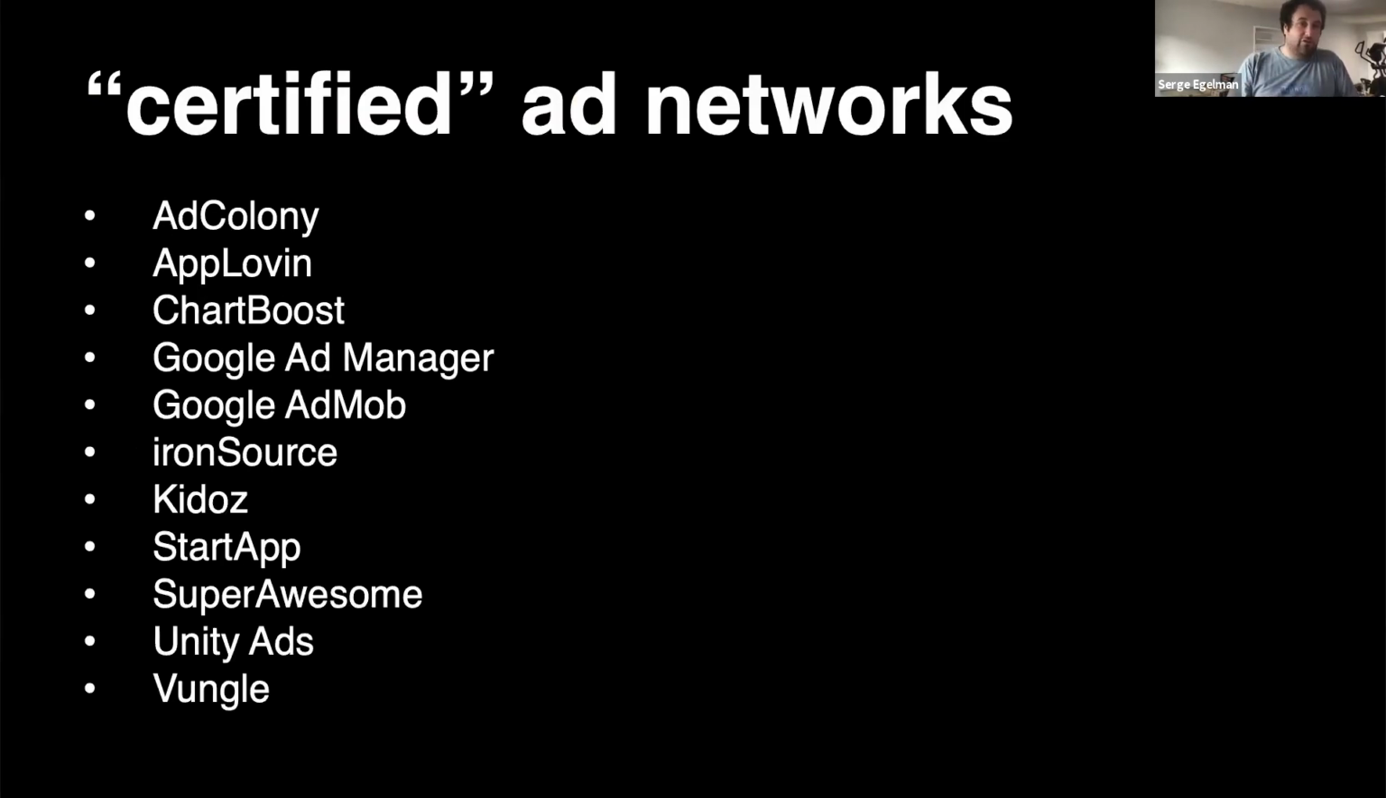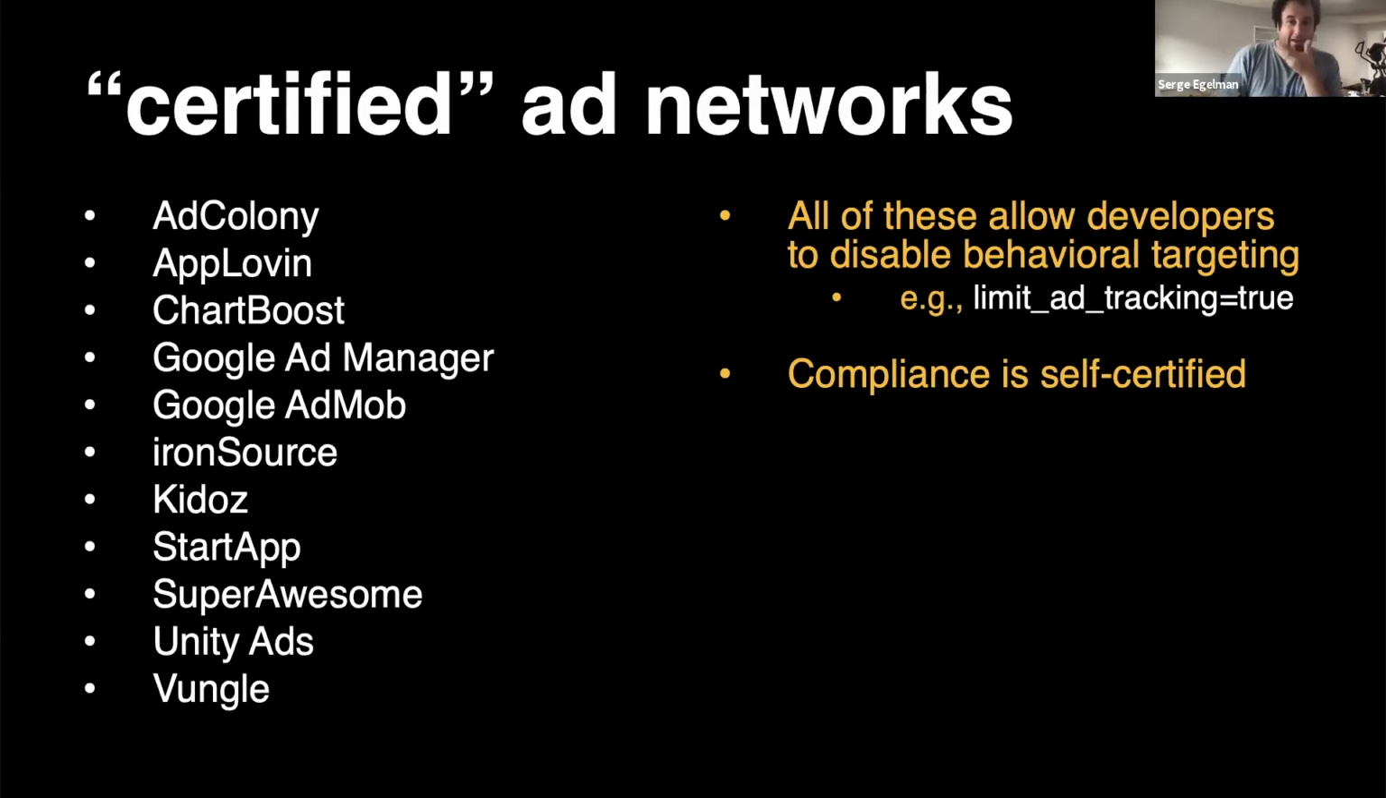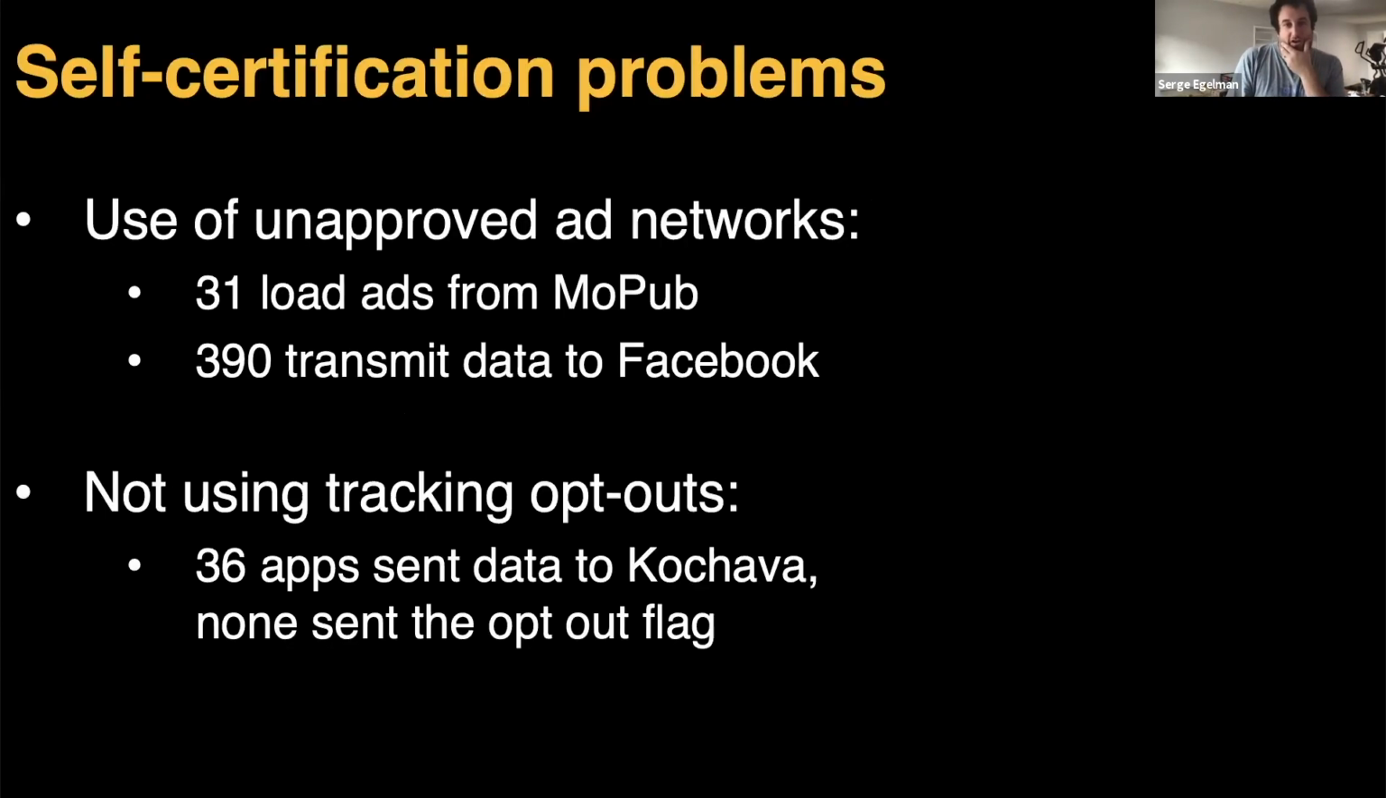There's this list of certified ad networks that offer developers options to configure the apps for child-directed use, those SDKs for child-directed apps. But all of these require the developer to take steps to disable the behavioral targeting by actually using those options. And Google's not actually verifying that developers are using the options. They're just asking developers to self-report whether or not they use an SDK that offers those options. And so basically compliance is entirely self-certified here.